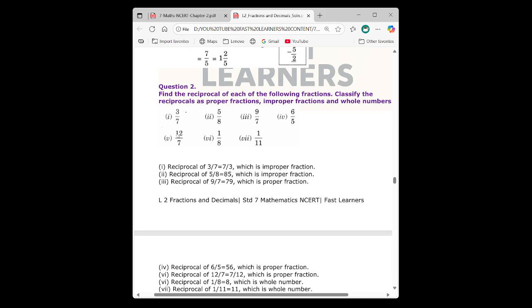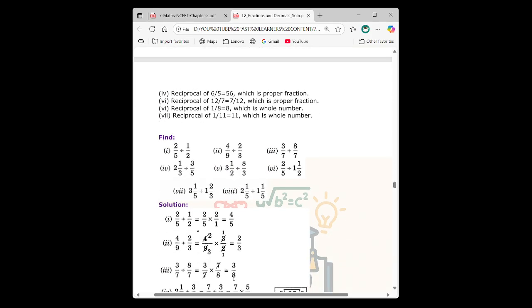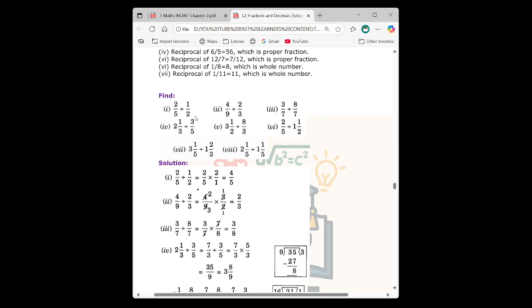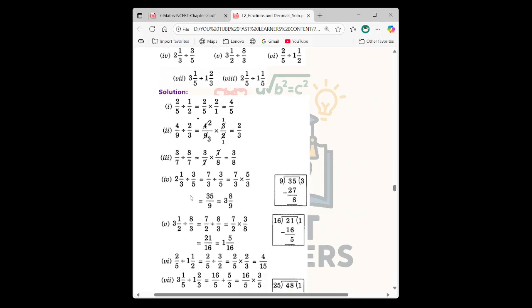Now reciprocal, you have to write the reciprocal of all these numbers which I have given you here. This is 7 upon 3, 8 upon 5, 7 upon 9, 5 upon 6, 7 upon 12. Okay, then again you have to find this out. So reciprocate this number and then find out the answers.